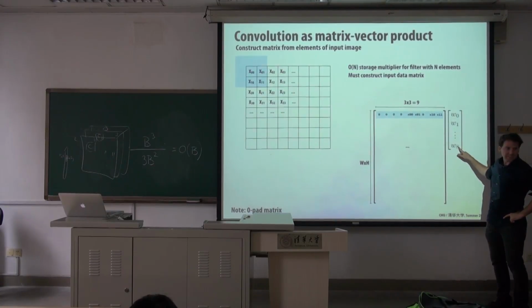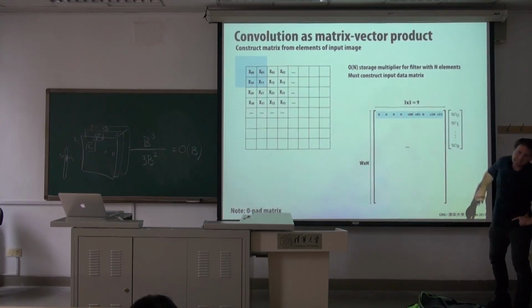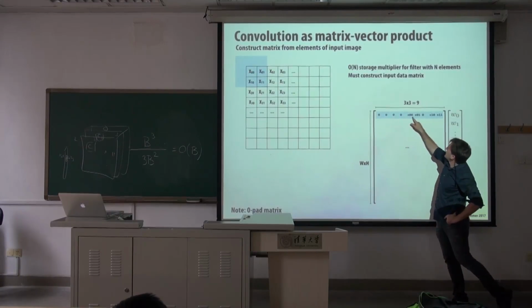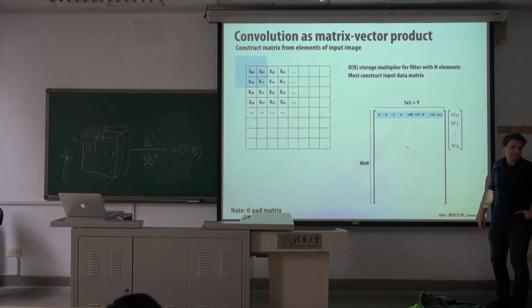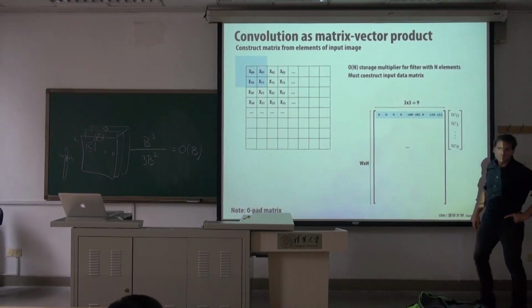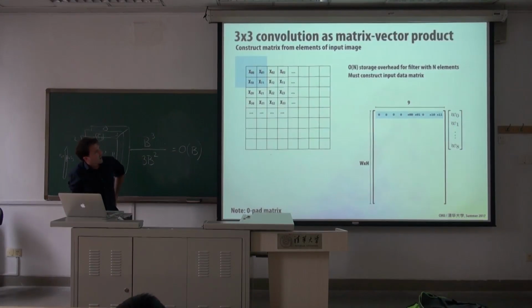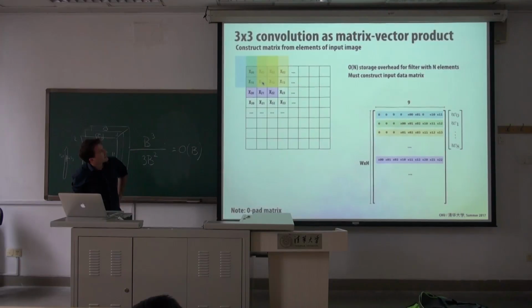So if these are my weights, and I know that the output at pixel 0, 0 is going to be these weights times some of the elements of the input image, well, I can copy the appropriate elements of the input image into a row of this matrix. And then for the next output pixel, I could copy another set of elements. So these elements go into this row of the matrix, and these elements go into this row of the matrix. And around x equals 1, 1, these 9 elements go into this region of the matrix.